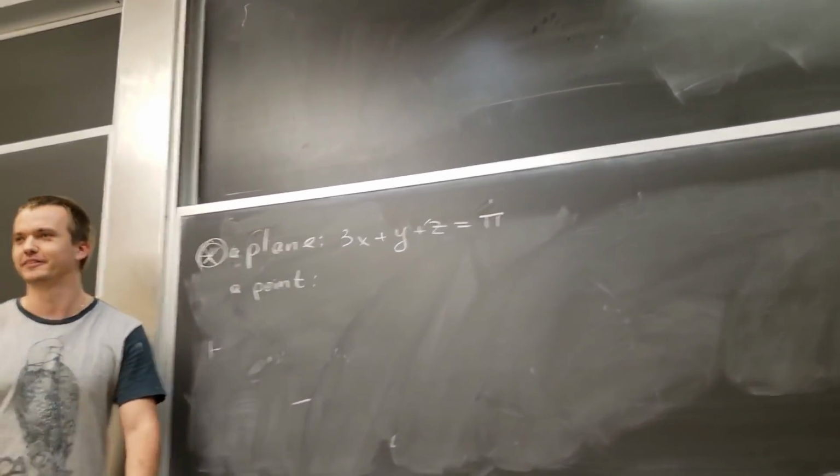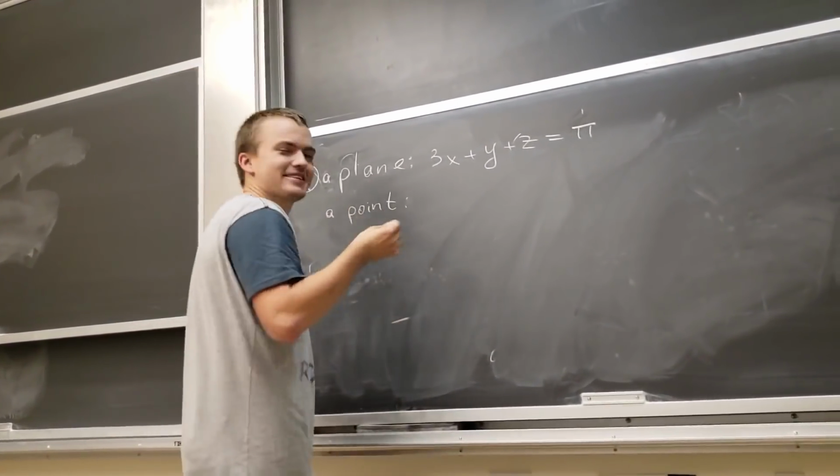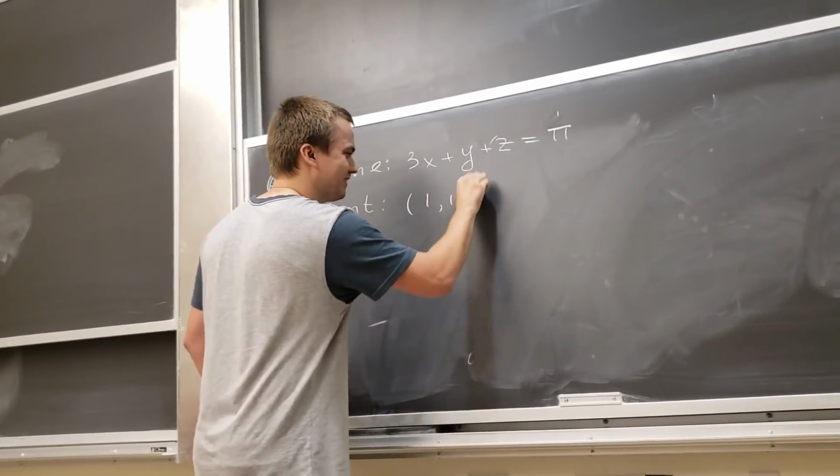And let's choose a point. So what point do you want to choose? Let's do something simple, like let's say (1, 1, 1).